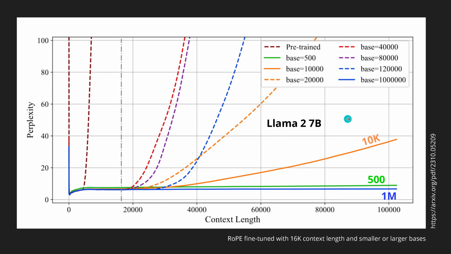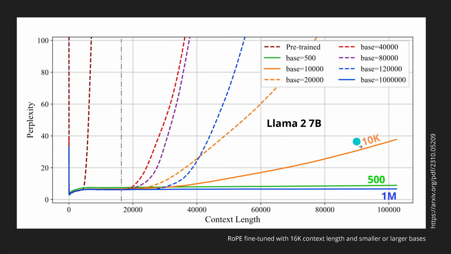This is now rope fine-tuned, the result, with a 16K context length. Not 4, not 8, 16K is of crucial importance for a Llama 2 7B. And what you see now, this is the classical 10K. This is our base from the attention that we had. But if we now check here with different bases in our theta, you see that the 500 performs really well, and the 1 million performs really well if we have just one benchmark, that is perplexity.